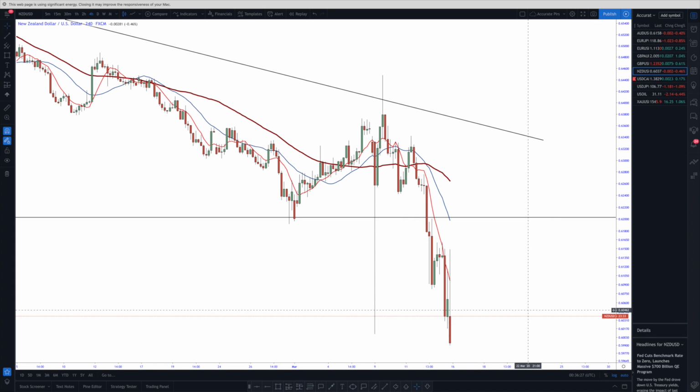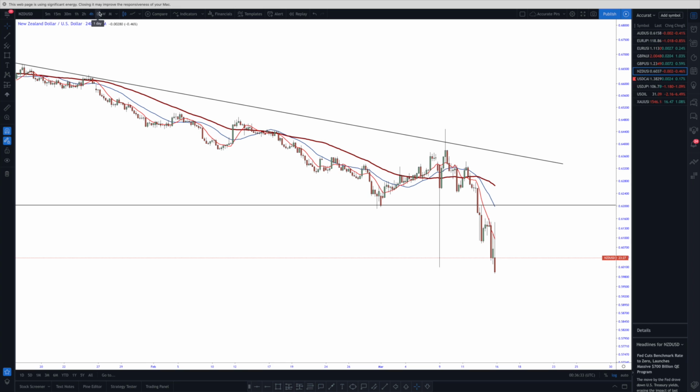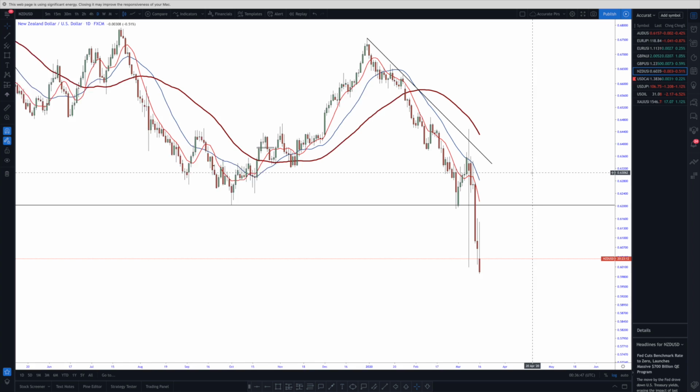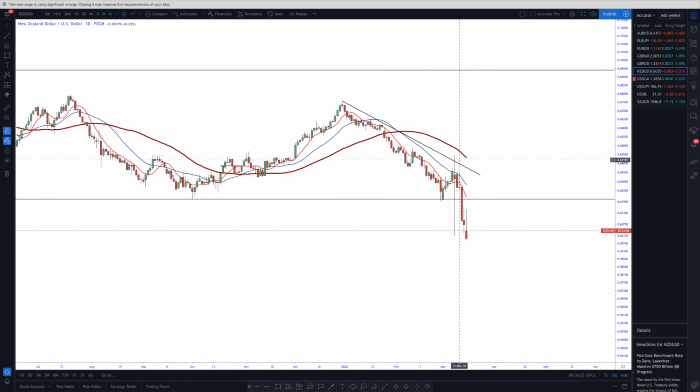Let's go on to NZD USD. I was in short in this trade last week, pretty good. Made around 100 pips. I'm quite upset I didn't hold because obviously it pushed down even more after I got out, but that's part of trading. Always remember to walk away with pips, not to lose those pips.